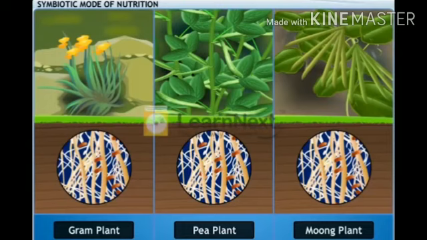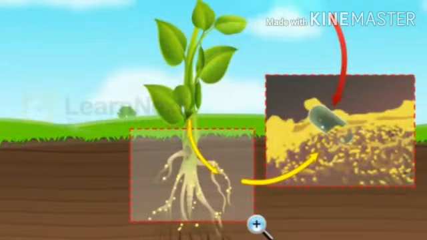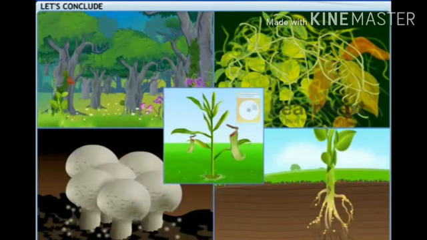So what happens in this symbiotic plant? The rhizobium bacteria gives nitrogen to the plants, and the plants give nutrients to the rhizobium bacteria. So both organisms get benefits in this mode of relationship. So this is the example of symbiotic plants.